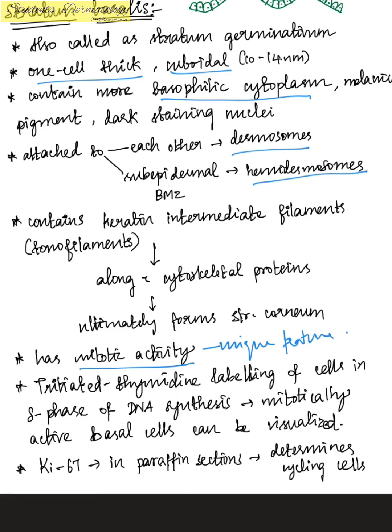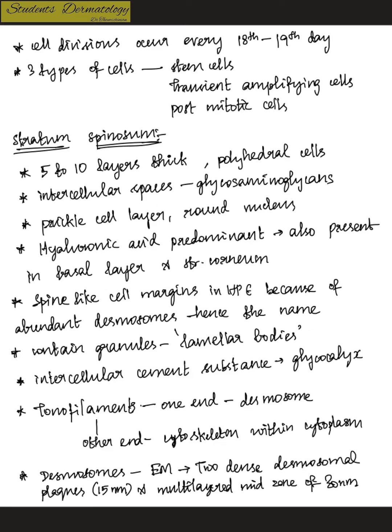So in order to see the mitotic activity of stratum basale, you either need the thymidine labeling of cells in the S phase of the DNA cycle or Ki67 in the paraffin sections. The cell division occurs every 18th to 19th day. There are 3 types of cells in stratum basale. One is stem cell, number 2 is transient amplifying cells, and number 3 is post-mitotic cells.